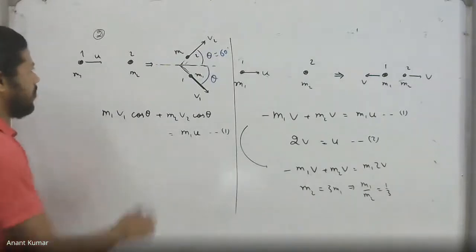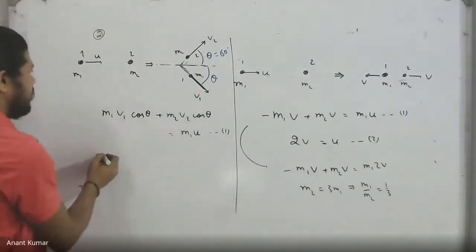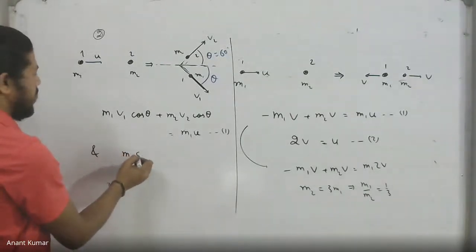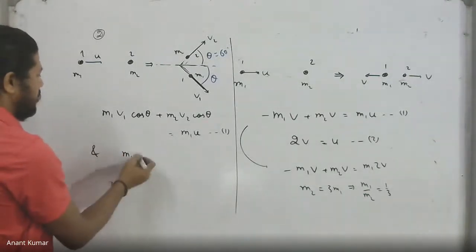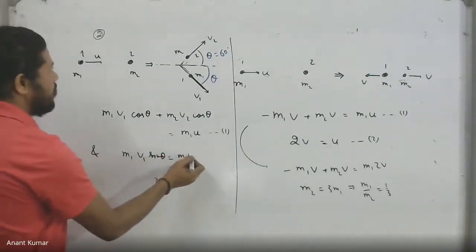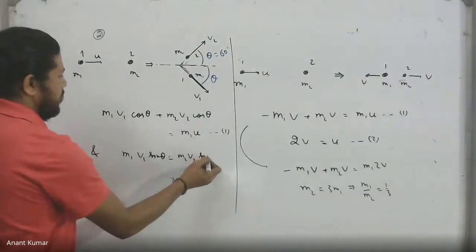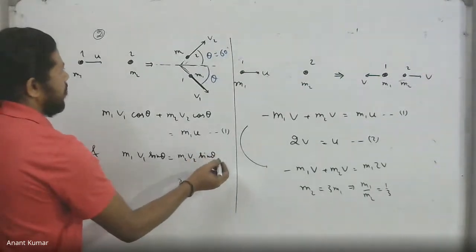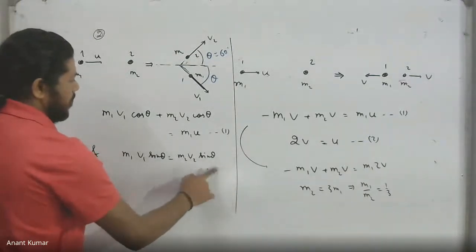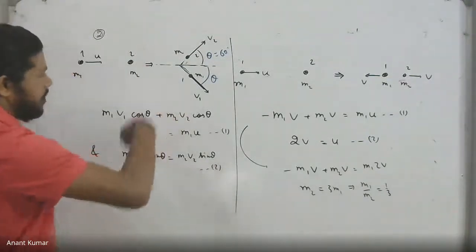And the other equation in the perpendicular direction, we have m1 v1 sine theta will be the same thing as m2 v2 sine theta. This will be for the momentum conservation in the vertical direction, the y direction in this case, the perpendicular one.